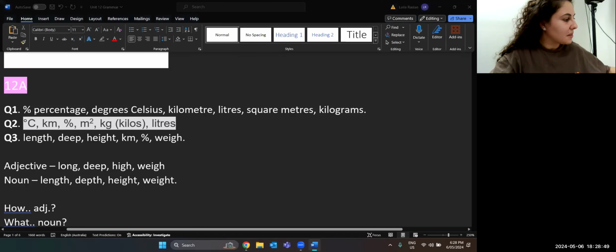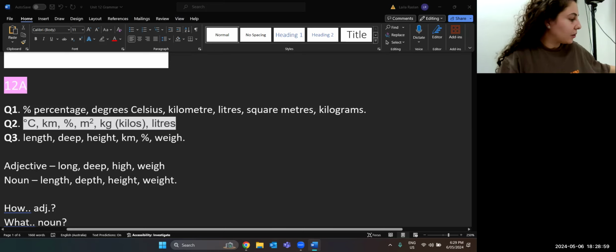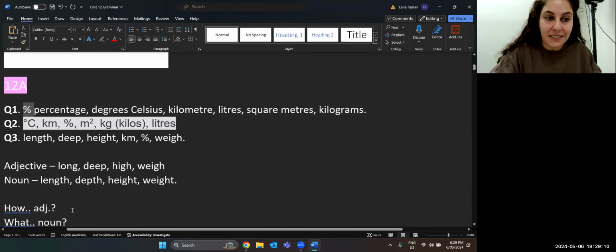And let's look at some measurement vocabulary. So measurement means when I want to see how far something is, how big something is, the temperature of something. I want to see how much it weighs, maybe. So we use these symbols. So this one is called percent.